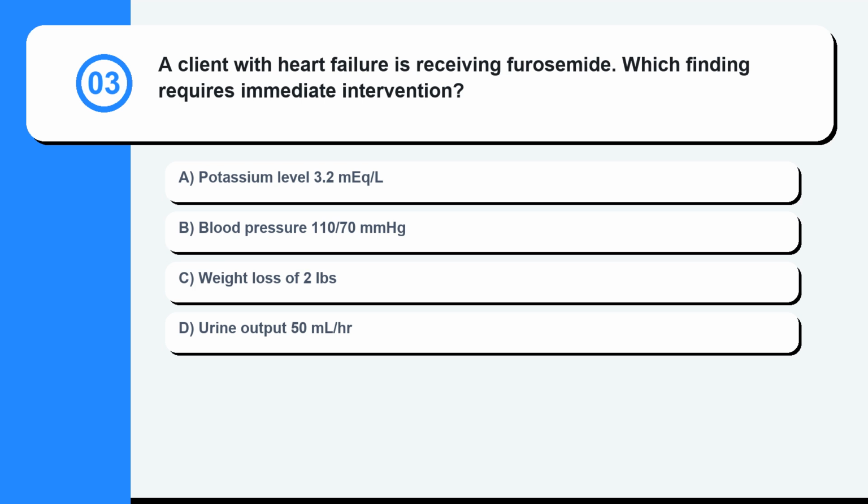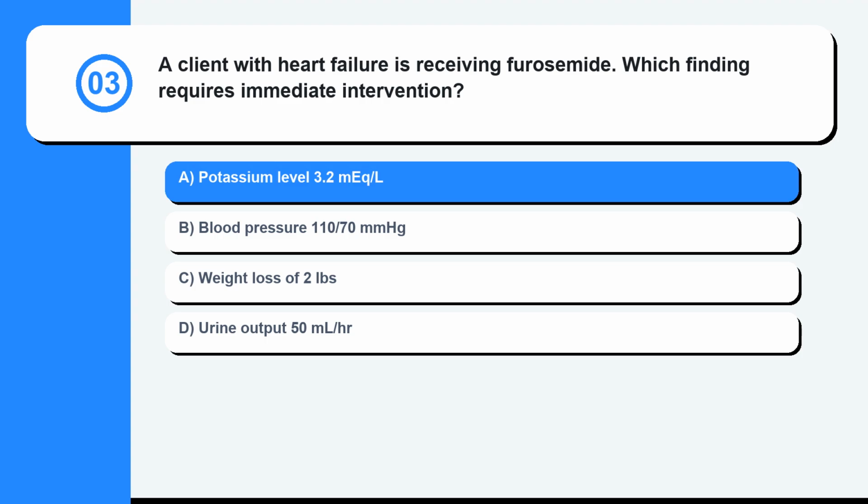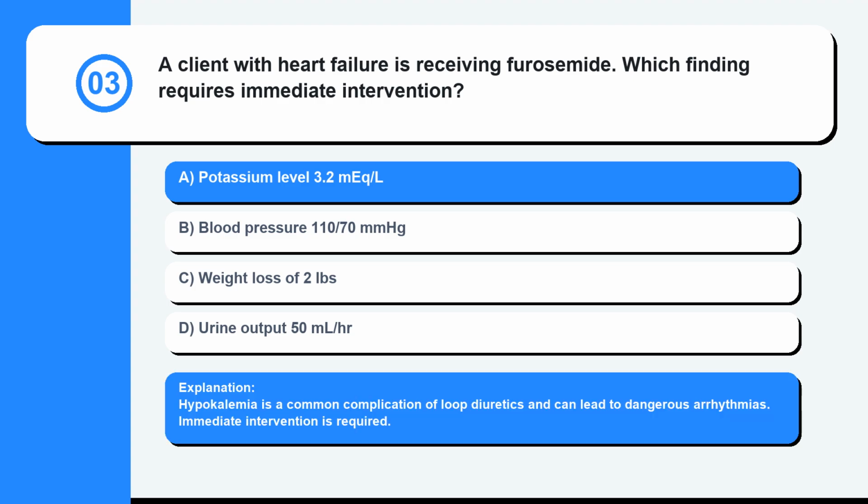Question 3. A client with heart failure is receiving furosemide. Which finding requires immediate intervention? A. Potassium level 3.2 milliequivalent/L. B. Blood pressure 110/70 mmHg. C. Weight loss of 2 pounds. Or D. Urine output 50 mL/hr. The correct answer is A. Potassium level 3.2 milliequivalent/L. Hypokalemia is a common complication of loop diuretics and can lead to dangerous arrhythmias. Immediate intervention is required.